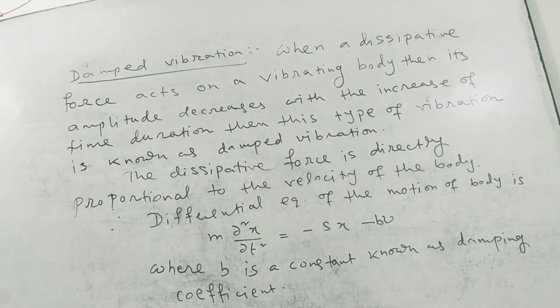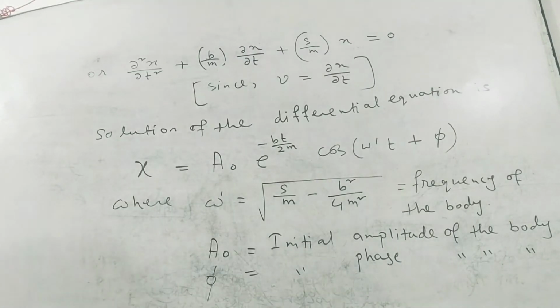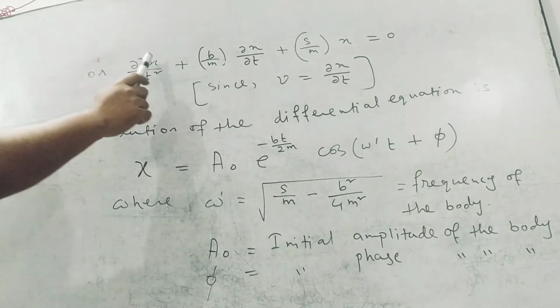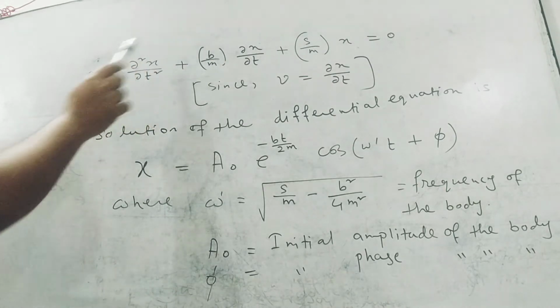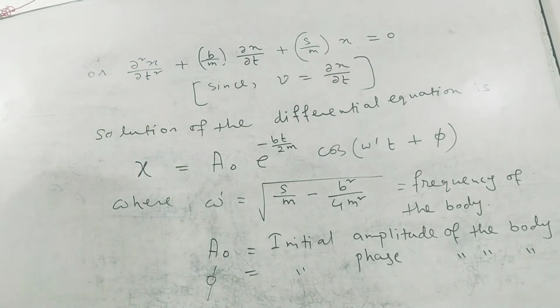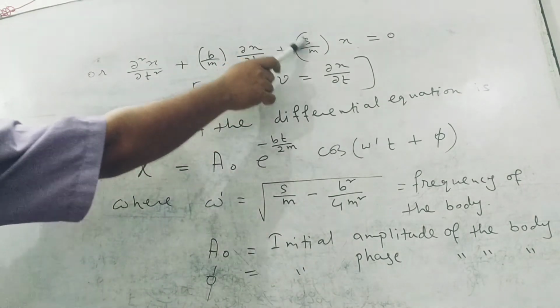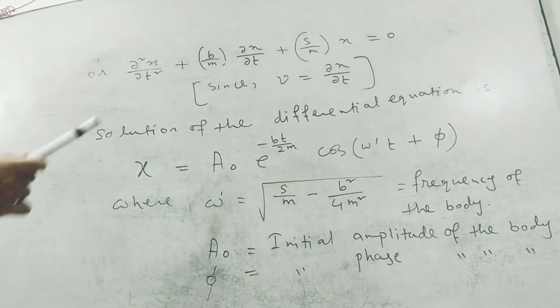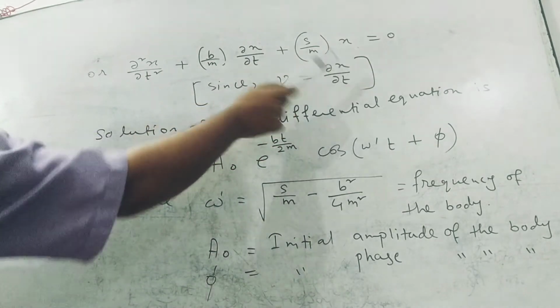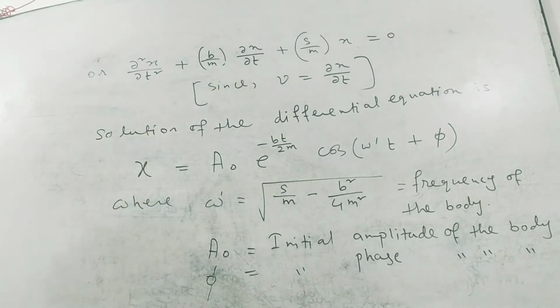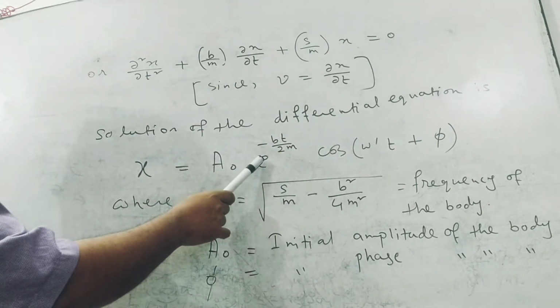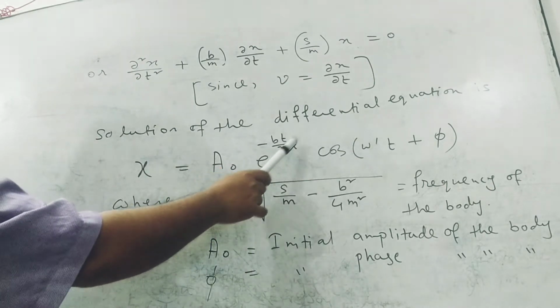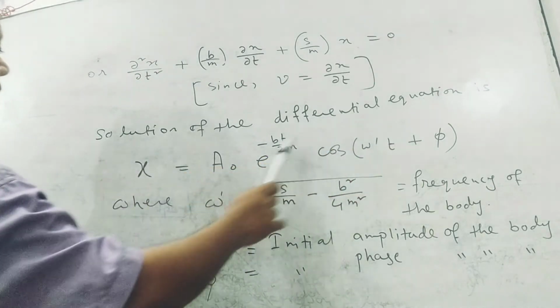Now we are going to solve this differential equation. We can write d²x/dt² plus b by m dx/dt plus s by m x equal to 0, since velocity of the body v is equal to dx/dt. Solution of the differential equation is x is equal to A0 e to the power minus bt by 2m cos omega prime t plus phi.